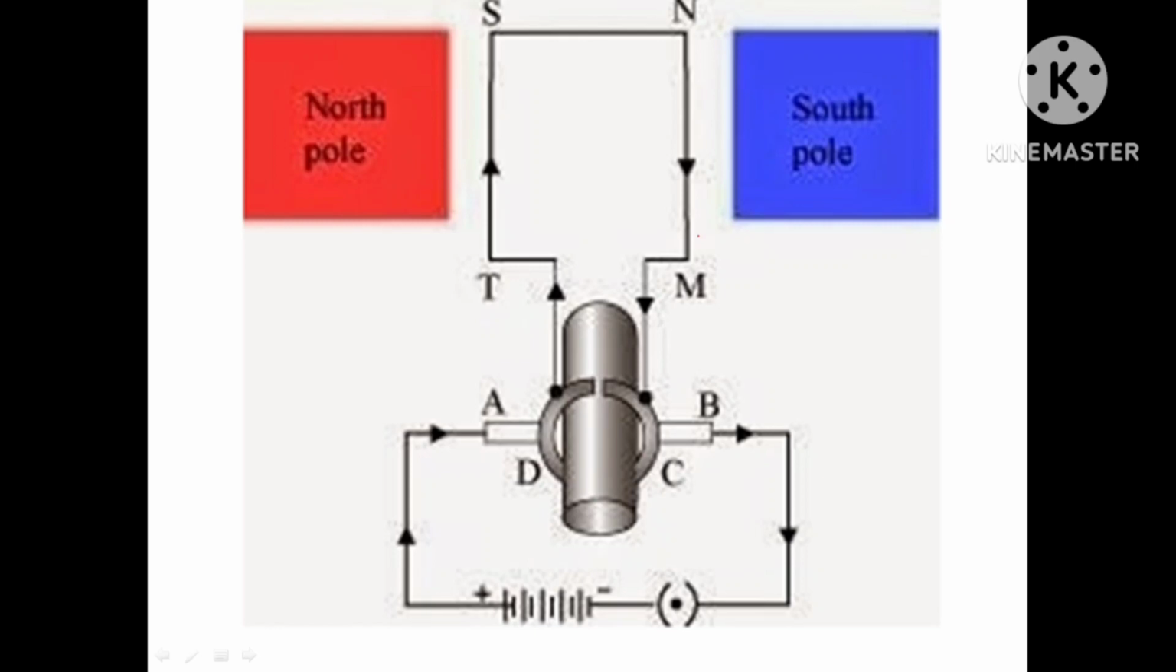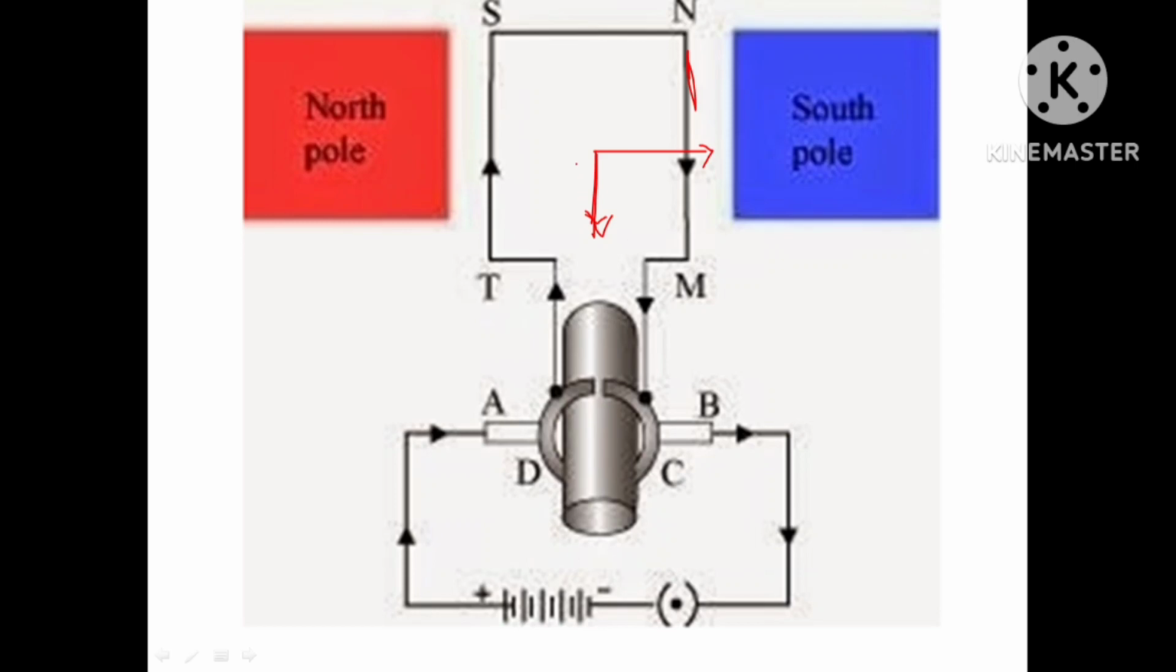See in this diagram, this is a current carrying conductor. It is placed in a magnetic field, this is the external magnetic field, where the magnetic field goes from north pole to south pole, and the current is flowing in this loop from this direction to this direction, from N to M.